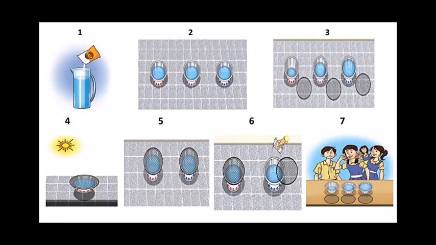Now, evaporated water turns into water vapor and reduces in quantity. It becomes less. But the amount of salt remains the same because when evaporation takes place, only water goes away, not the salt. So, in the remaining water, the salinity of the water increases.